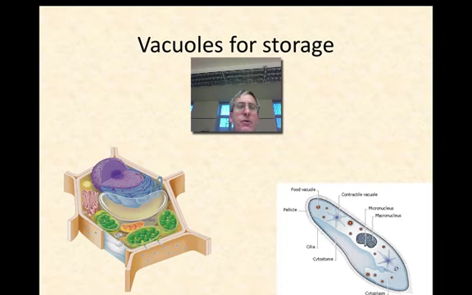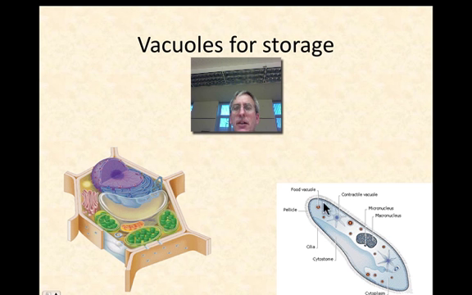Vacuoles. Vacuoles are used for storage, and here we have a plant cell. Most of the interior of that cell is taken up by this water storing structure, the vacuole. It gives a little bit of strength and rigidity to the cell wall and helps hold the plant up.